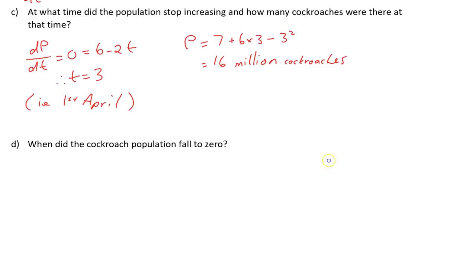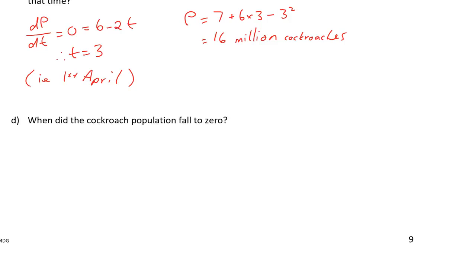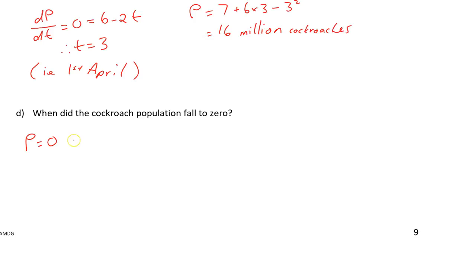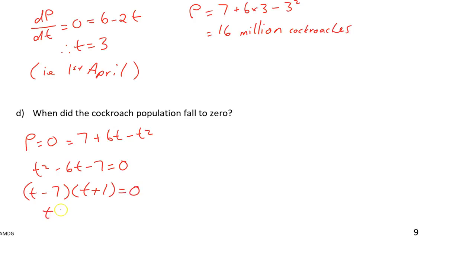The population from that point onwards went down. When did it fall to 0? Well, let's say that P equals 0, which is equal to 7 plus 6t minus t squared. So we could also say that t squared minus 6t minus 7 equals 0. So (t minus 7)(t plus 1) equals 0. I'm just going to say t equals 7 months, which is August, I think.